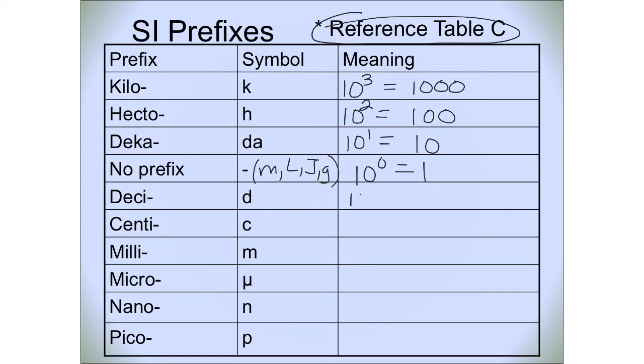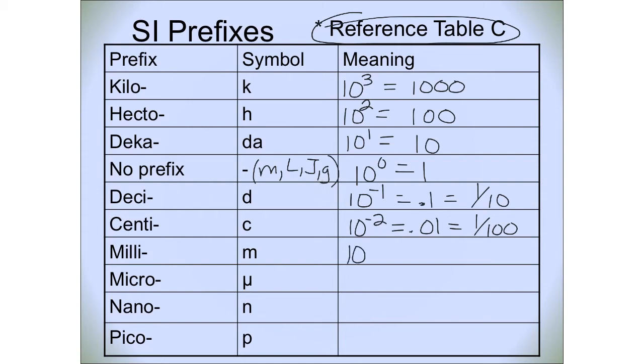Deci is where our fractional ones start. So 10 to the negative first, so 0.1 or 1/10. So a decimeter would be 1/10 of a meter stick. Centi is one that we're pretty familiar with because of centimeters. So that would be 1/100th of a meter stick. So a centimeter, we know about what size that is, and there's 100 centimeters within a meter stick. So 1 centimeter would be 1/100th of a meter.